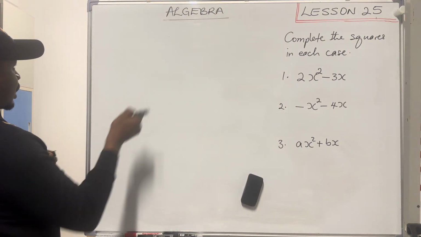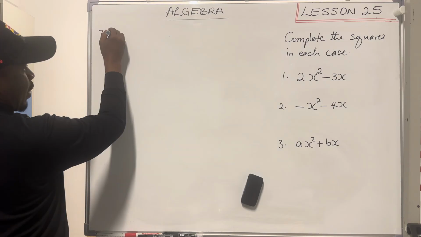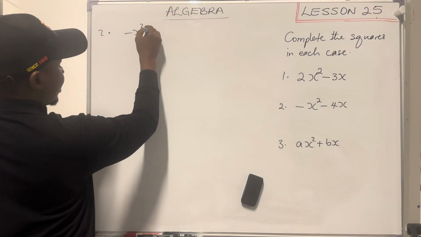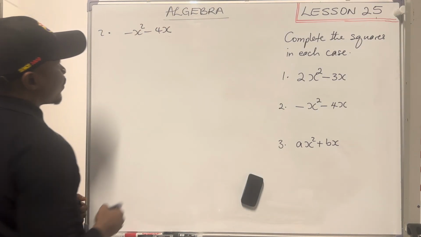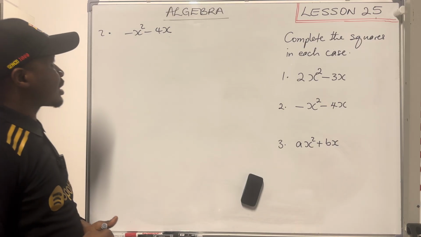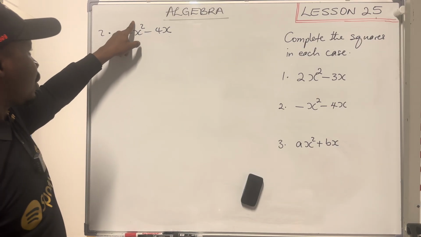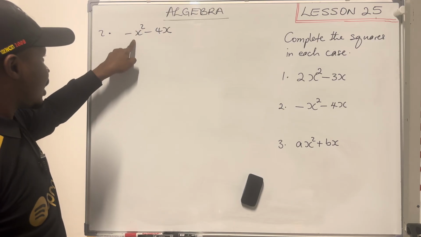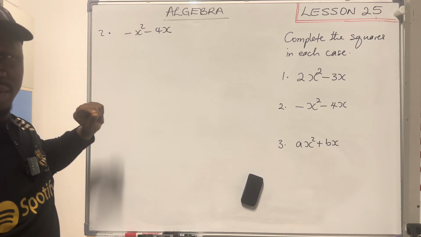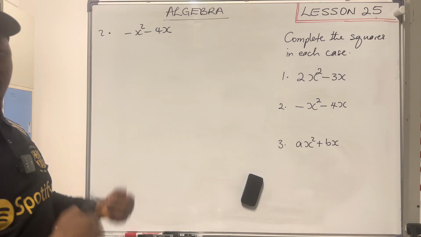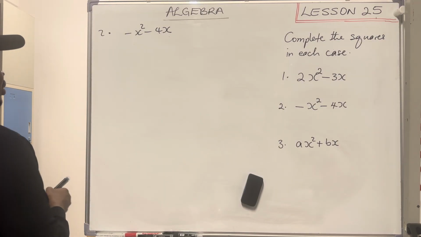The second one says minus x squared minus 4x. The first question is: is the coefficient of the square term 1 or not 1? This is not 1. It is minus 1. So what do we do? We factor out the minus. We send the minus out.